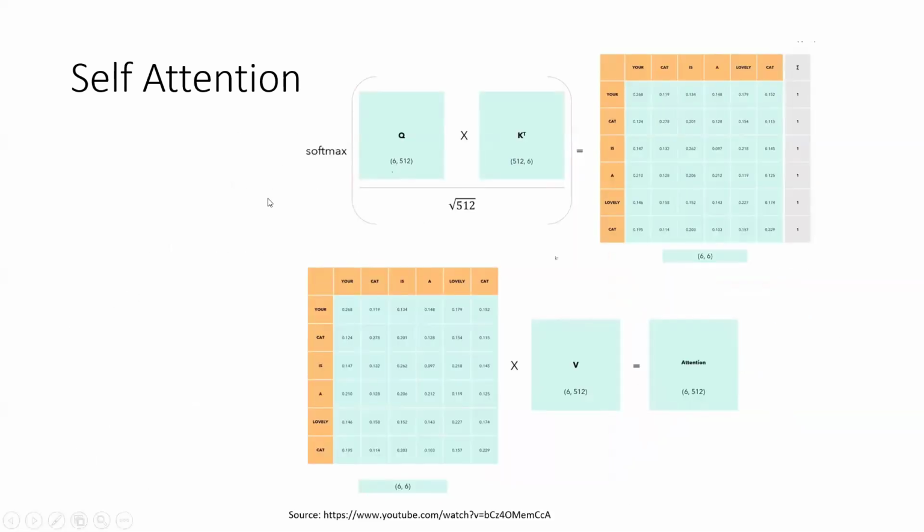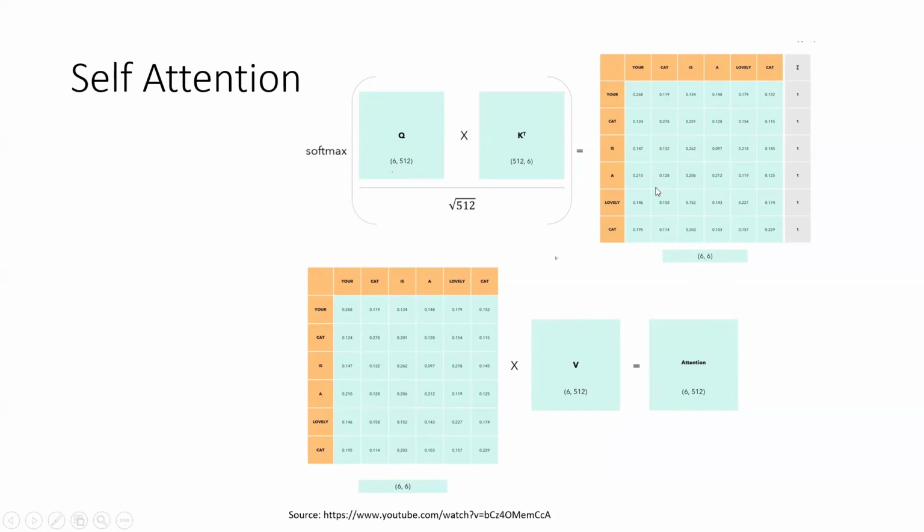If you look at the calculation, this is how it happens. The query has the shape 6 by 512, and it is multiplied by K^T, taking the dot product, which has the shape 512 by 6, and it is divided by the square root of 512, and you will get a matrix in the shape of 6 by 6.